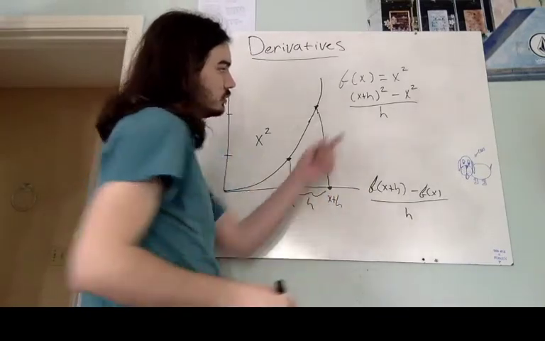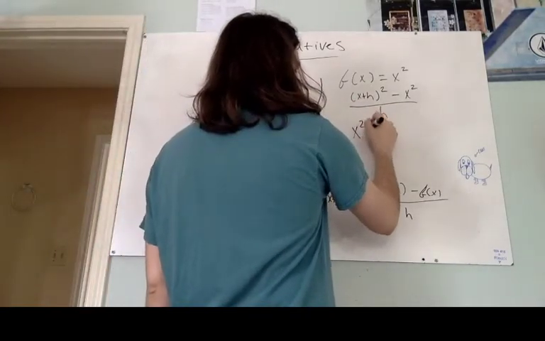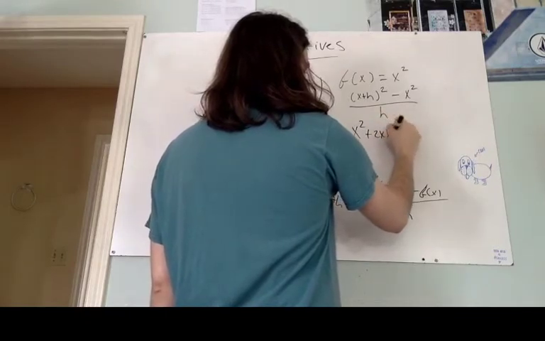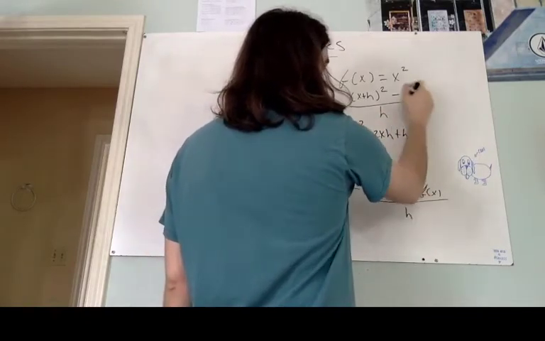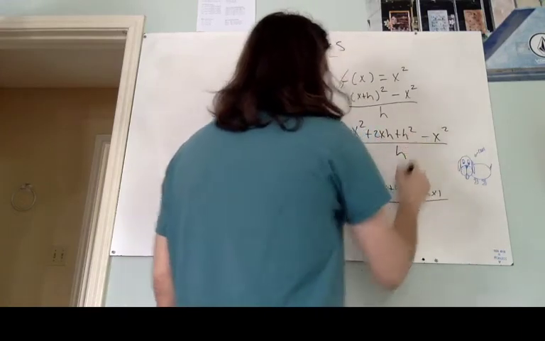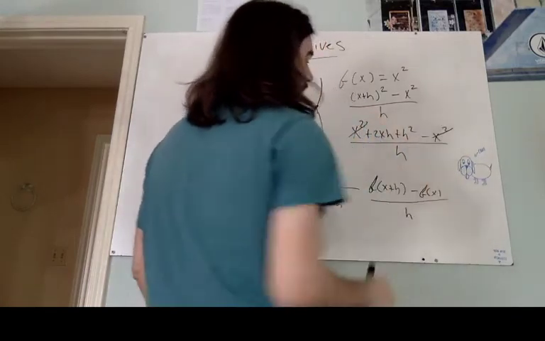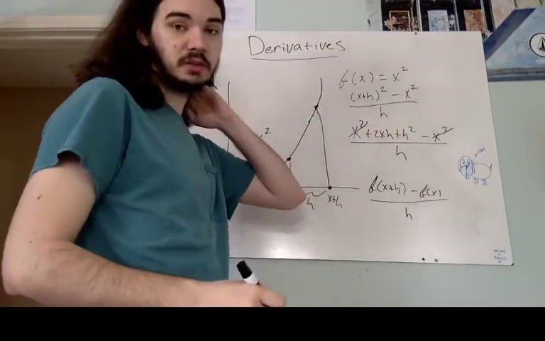So now what we're going to do is expand this right here. We're going to square this, so that's going to be x squared plus 2xh plus h squared, and then minus this x squared over h. Well, I have x squared right here and I have minus x squared, so these cancel out. So now I have 2xh plus h squared.